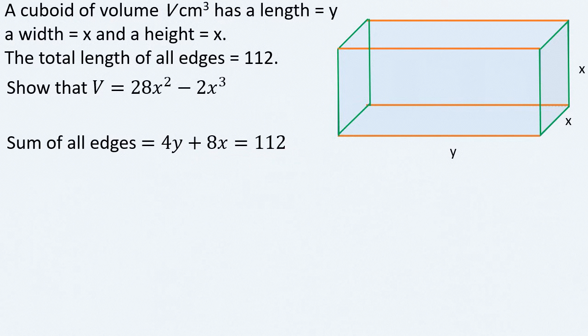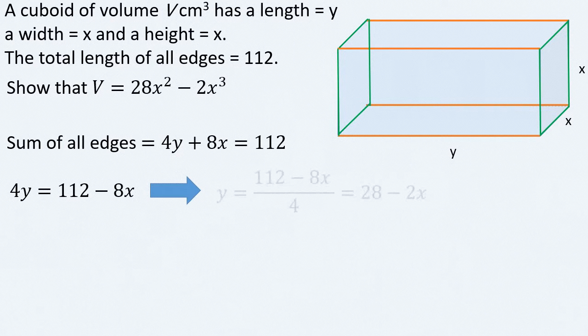Now, if we put this equation in terms of y, that is, make y the subject of this equation, we will end up with 4y equals 112 minus 8x, and if we divide this equation by 4, we will have y equals 112 minus 8x all over 4, which is equal to 28 minus 2x.